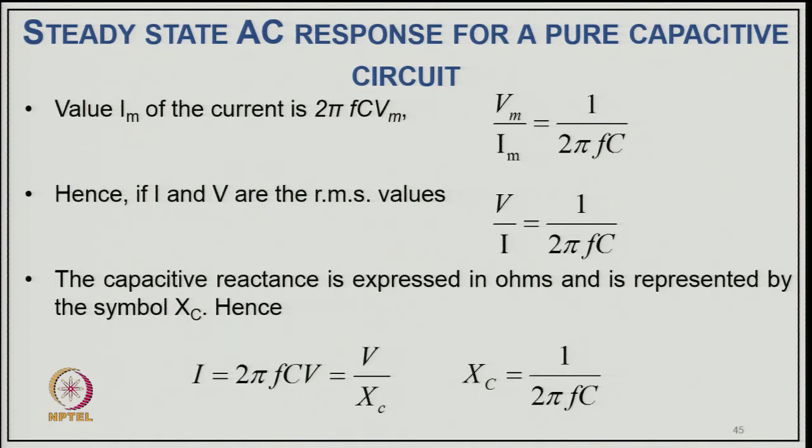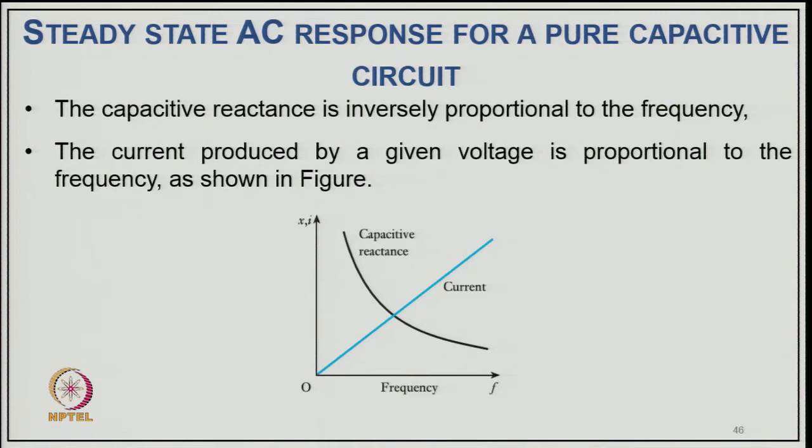So Vm/Im equals 1/(2πfC), and hence if V and I are the RMS values, V/I will again be 1/(2πfC). This capacitive reactance is expressed in ohms and is represented by the symbol Xc. Hence I = 2πfC V = V/Xc, where Xc = 1/(2πfC). The capacitive reactance is inversely proportional to frequency, and the current produced by a given voltage is proportional to the frequency. As the frequency in the denominator increases, capacitive reactance decreases and the current increases proportionally with frequency.